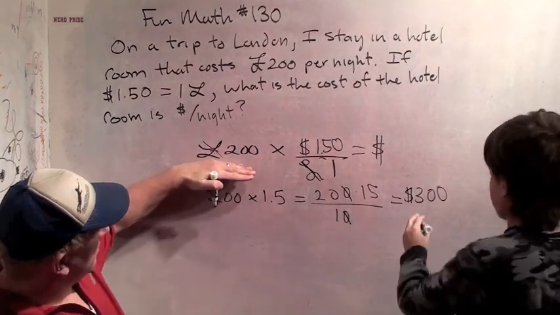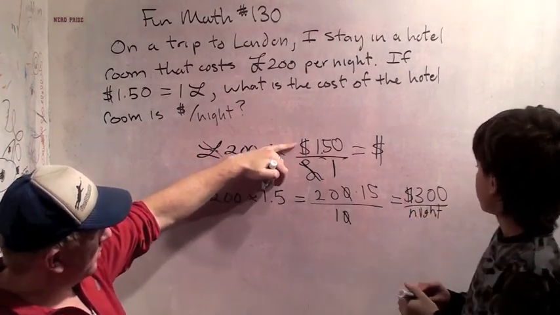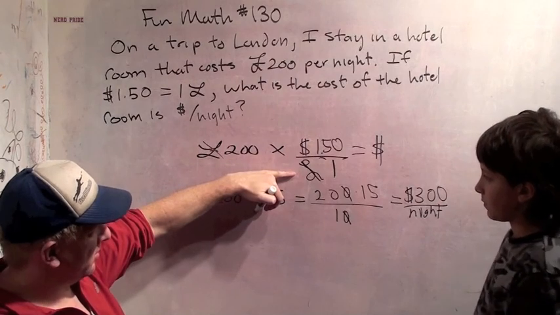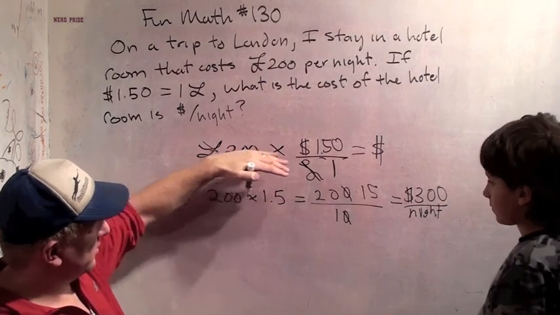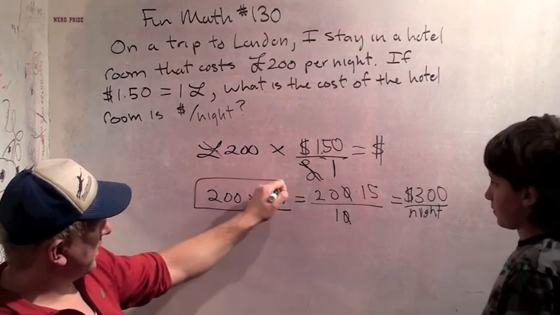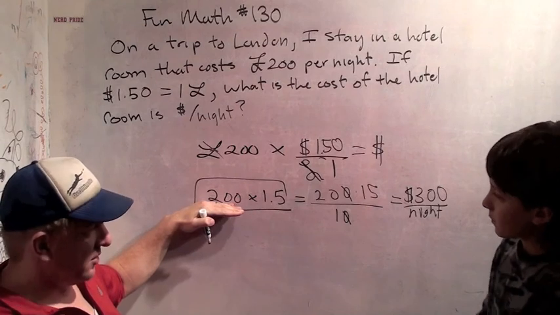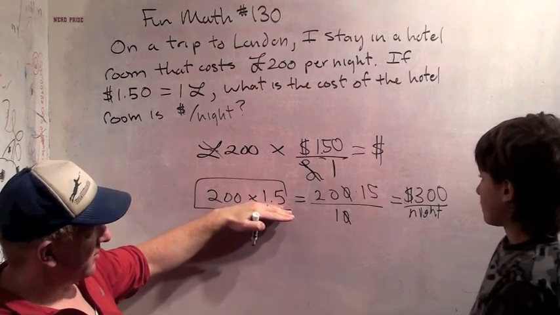So we take the amount of pounds we started with, we multiply it by the conversion factor. $1.50 is £1. Okay, so we have 200 times 1.5. And there's a lot of different ways we could do that. We could just multiply it out. We know it's going to be a little bit bigger than 200. You converted 1.5 to fractions.